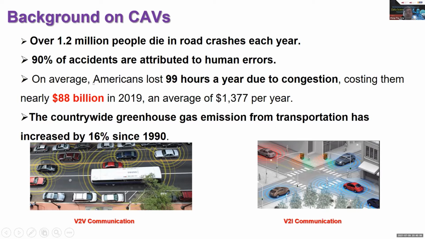On average, Americans lost 99 hours a year due to congestion. Translated into cost, that number of hours is equivalent to roughly 88 billion US dollars in 2019. Not to mention pollution: greenhouse gas emissions from transportation have increased by 16% since 1990. So we have to improve our current transportation network by developing something called connected autonomous vehicle technology.